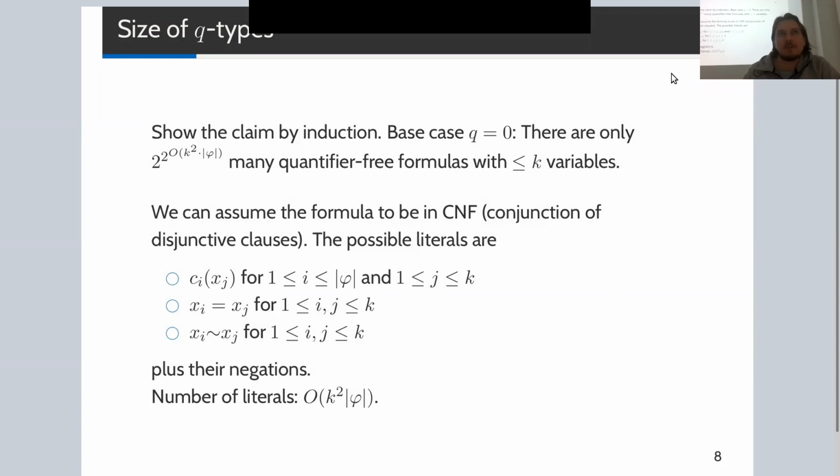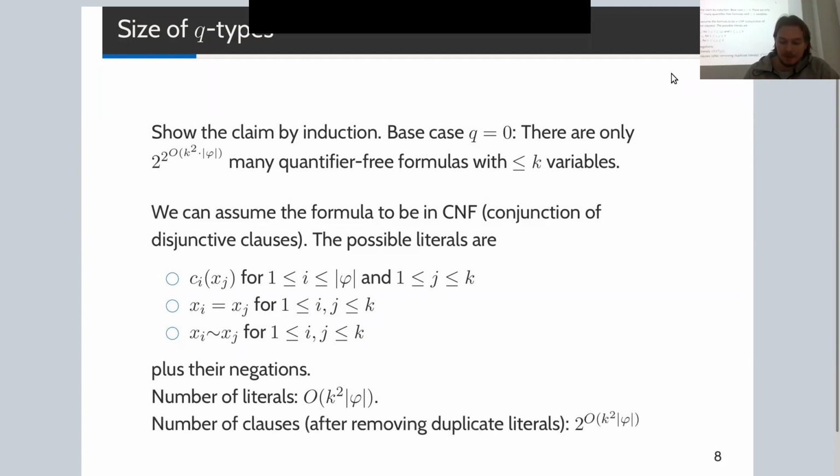And next, if we consider clauses, you can see a clause as a subset of the literals. If we don't allow duplicate literals, because if a literal occurs twice, we can always remove it and the formula stays the same, we can assume that every literal occurs either 0 times or 1 time. So for every literal, we have 2 options. So after removing duplicates, the number of possible clauses is 2 to the number of literals.